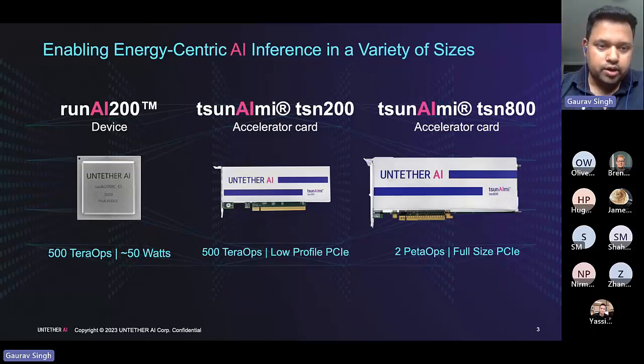So we have runAI200, the chip, which has 500 TOPS, 50 watts power, and then we have TSN200. What TSN200 is that we put the runAI200 chip on a board, on a PCI board. And that is what CMC has. So CMC has access to the server with TSN200. And then if you put 4 of them together, 4 runAI200 chips on a single PCI board, it becomes 2 petaops. It's called tsunAImi 800. The number 200 is coming from 200 megabytes of SRAM, which is on each chip. So TSN200 has 200 megabytes of SRAM, TSN800 has 800 megabytes of SRAM.